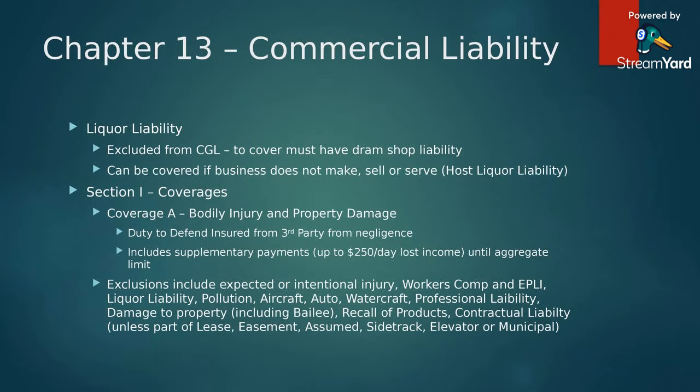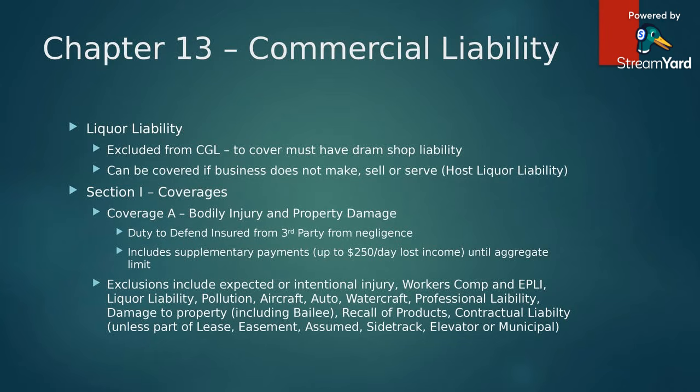What is going to be excluded under this policy is any expected or intentional injury. Any coverage that would normally be covered by workers' compensation or EPLI would be excluded. Liquor liability, as we've already discussed, pollution, aircraft, automobile, watercraft, and professional liability are all going to be excluded under a CGL. Damage to property of others, including bailee coverage, is going to be excluded. Recall of any of the products is going to be excluded. And then contractual liability will be typically excluded, but there are 6 different ones that will be included.